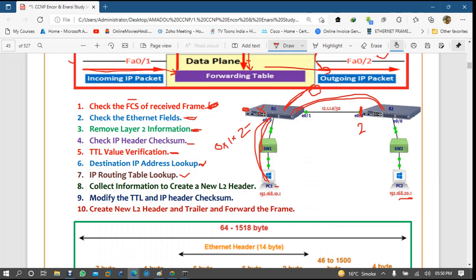Maybe that destination server has defined that if someone is trying to ping, the TTL value for me will be this one. So this TTL value will be defined by the destination servers.